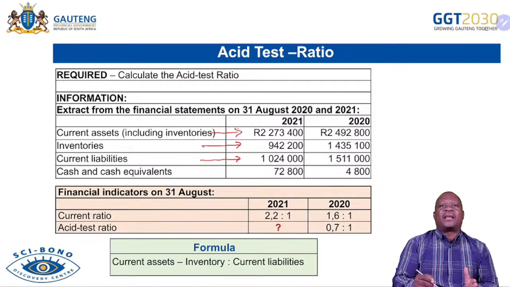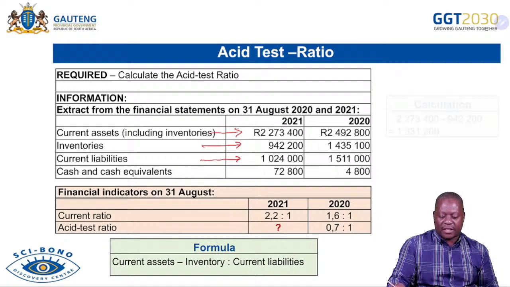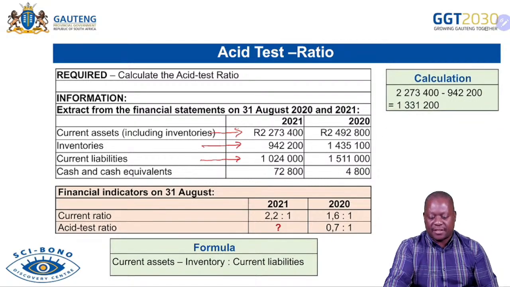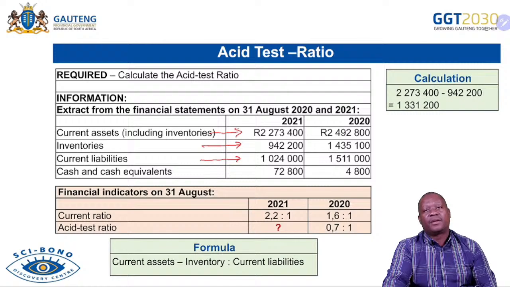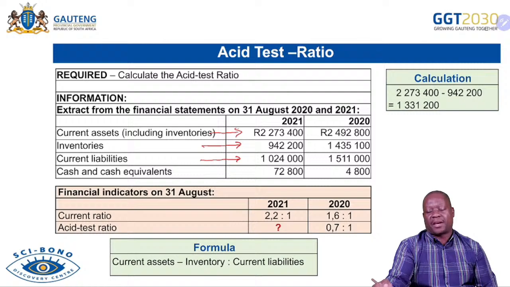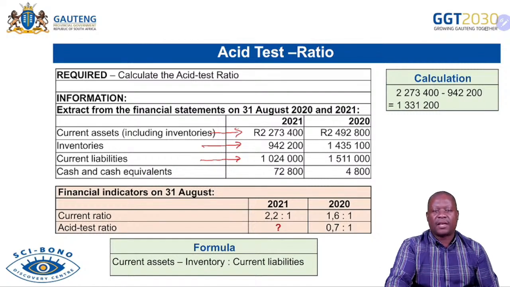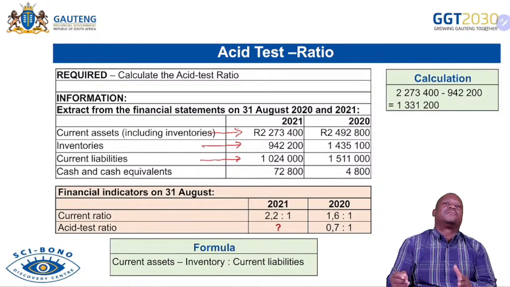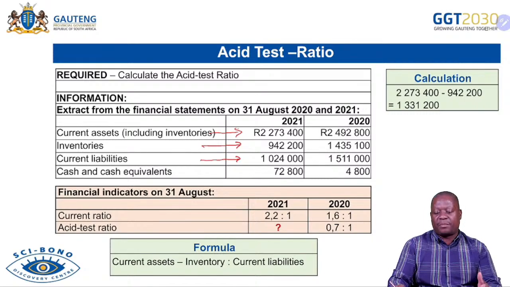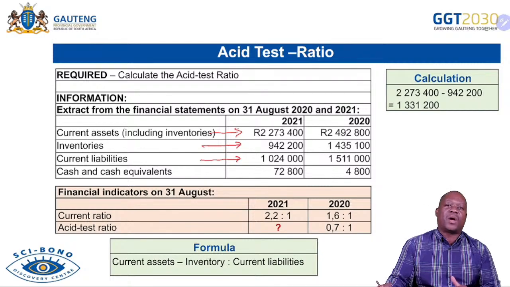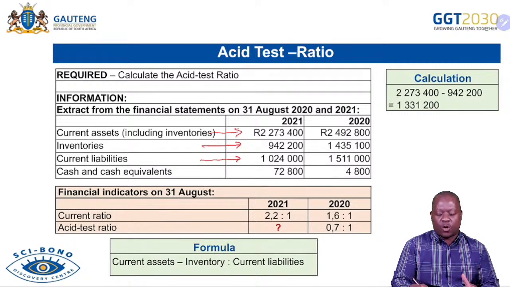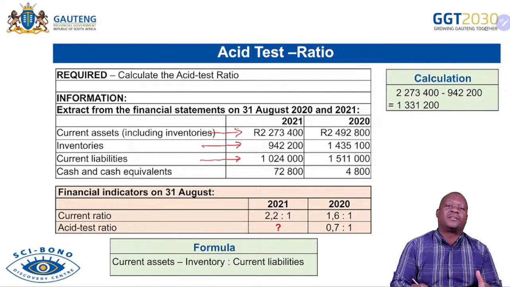Current assets minus inventories. So we are just going to take our 2,273,400, which is current assets, and then we subtract 942,200, which is our inventories. And the result, the net current assets, is 1,331,200. Please take note, that is going to be our left-hand side.